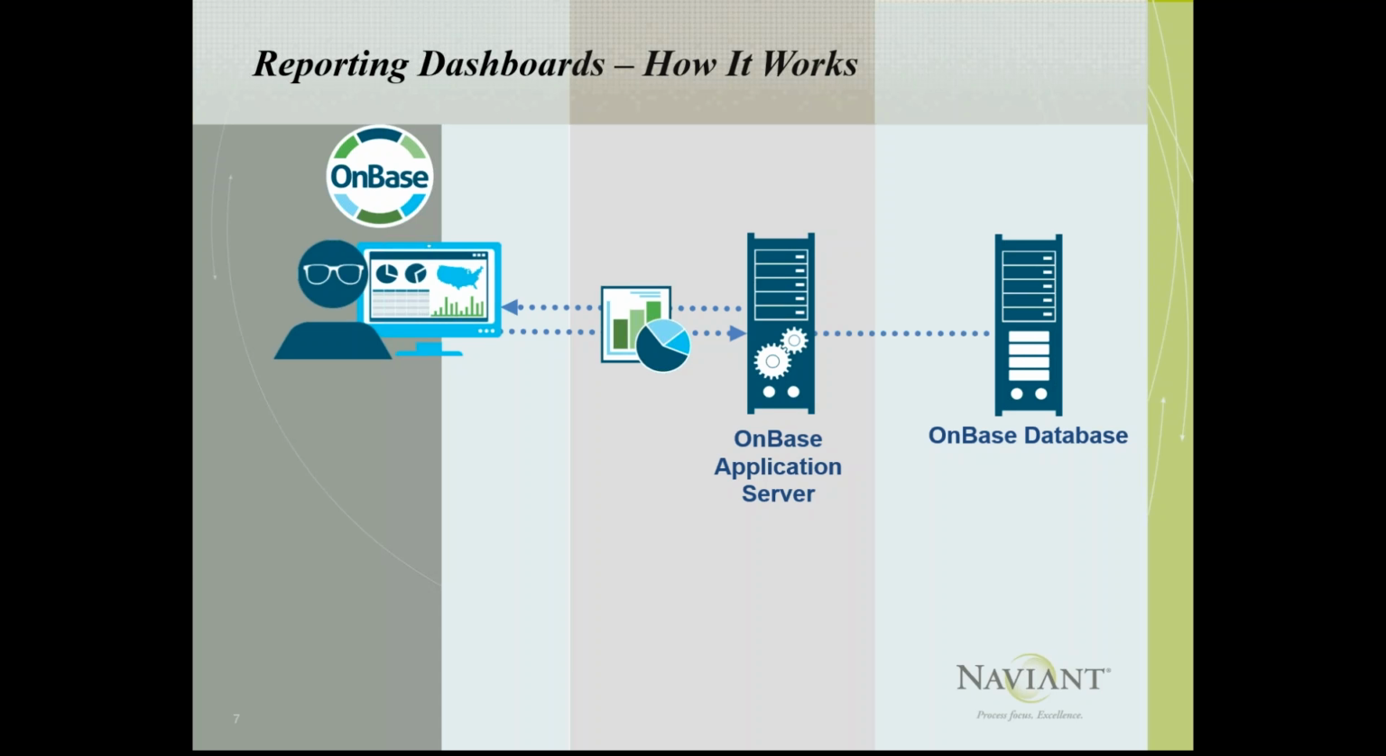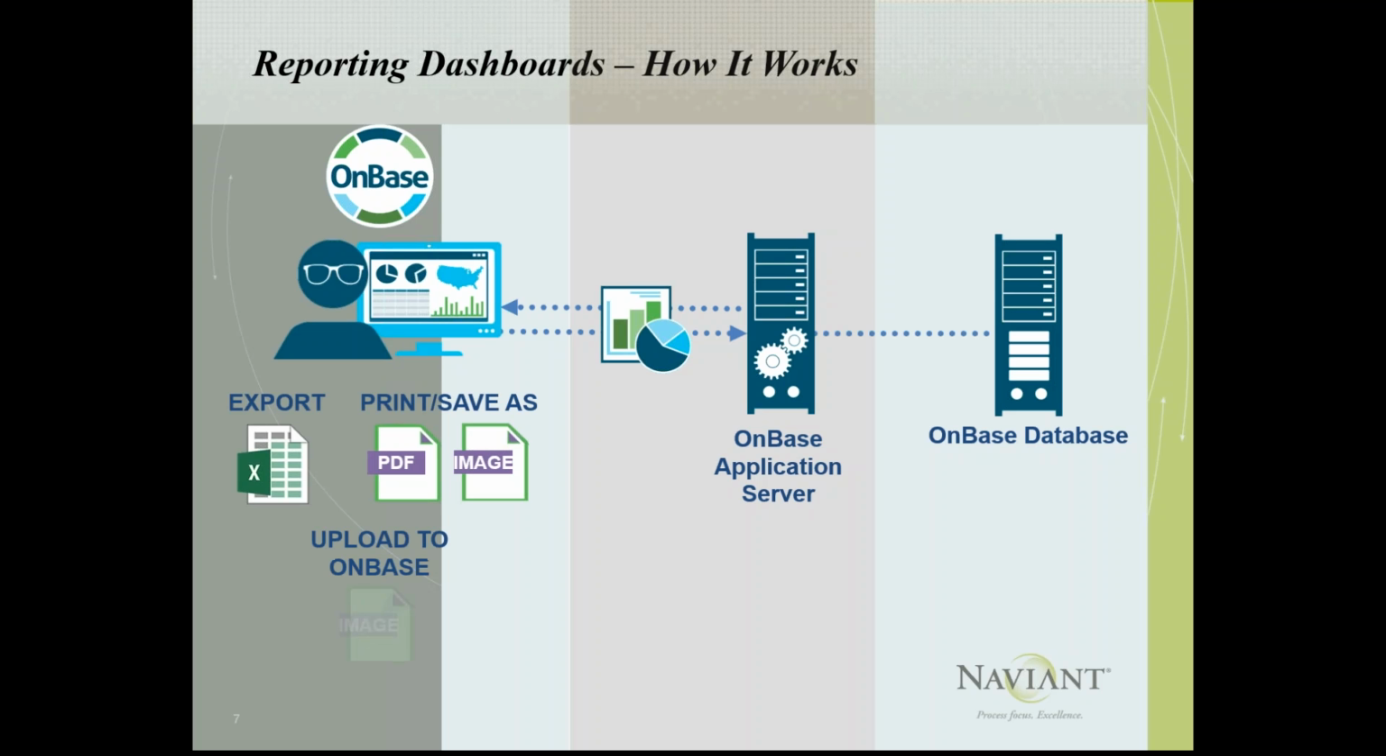There are different parameters that can go into the generation of these reports. But once the user has the report back on their screen, they have the ability to export that data, if they choose to take it outside of OnBase, into Microsoft Excel format so that they can manipulate it further. They can print that report or save it as either a PDF or an image. They can also upload it as a snapshot in time into OnBase, and it'll convert that document into an image upon upload. Then they can index that document as you would expect with any other document going into the OnBase system.